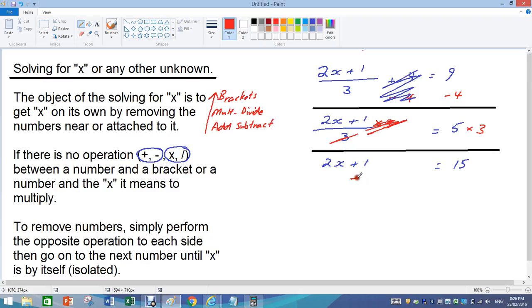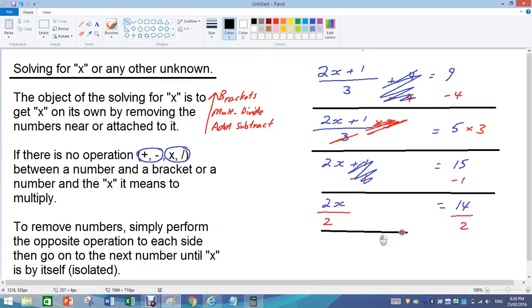Next, remove that 1 by doing minus 1, minus 1. Plus 1 minus 1 is 0. The left side is just 2x. The right side, 15 minus 1, 14. Last step, 2 times x, so we divide by 2, divide by 2. Two divided by 2 is 1, so we don't need to show it, we just have x. 14 divided by 2 is 7, so x was 7.